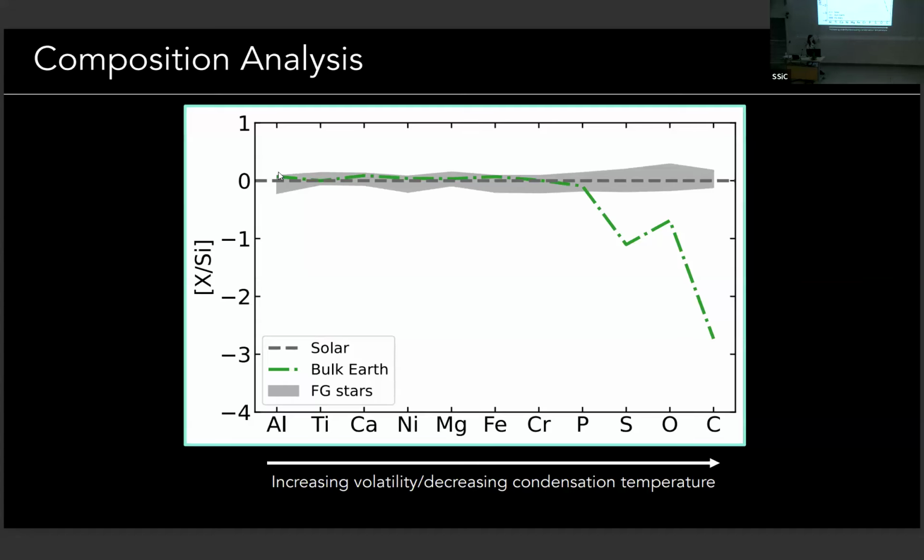I'm going to show a few plots like this. On the y-axis is an element X normalized to silicon and then also normalized to solar, with the x-axis showing the different elements ordered by decreasing condensation temperature, that is, increasing volatility. If you were to chuck something with the composition of the sun into a white dwarf, all of the data points would go exactly across at 0. Whereas if the white dwarf was accreting something more like bulk Earth, it would have a volatility trend, so you'd get a decrease as you move towards the more volatile elements.